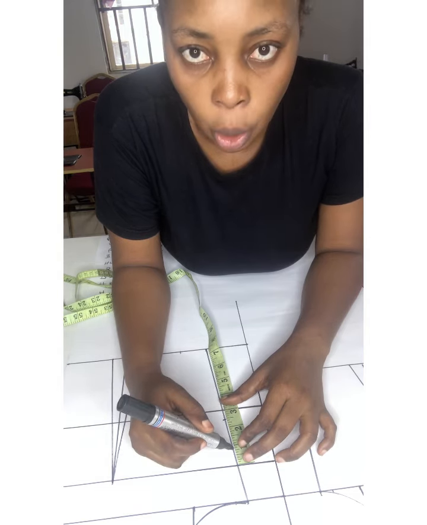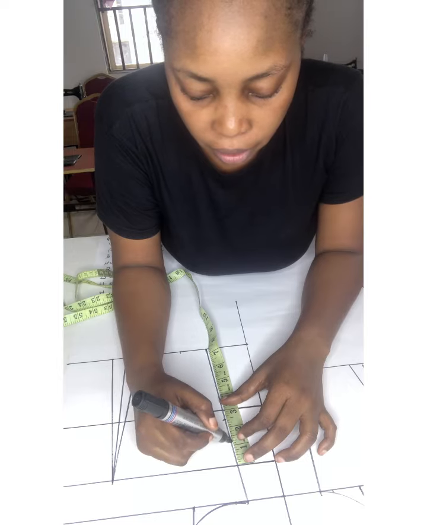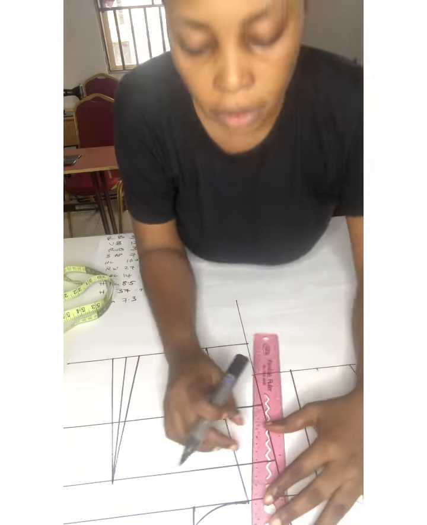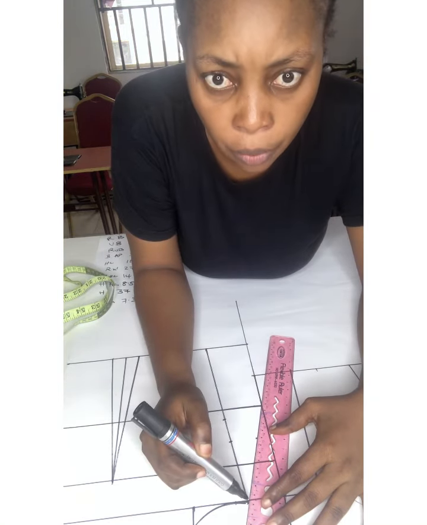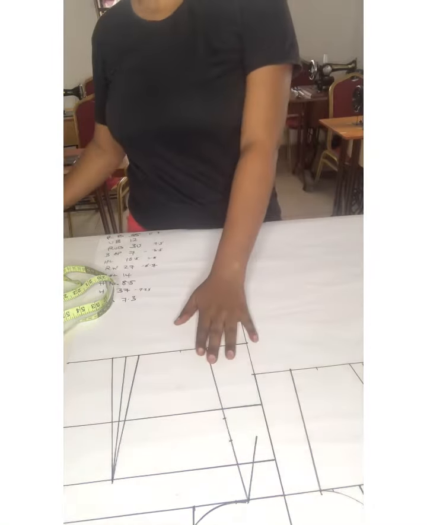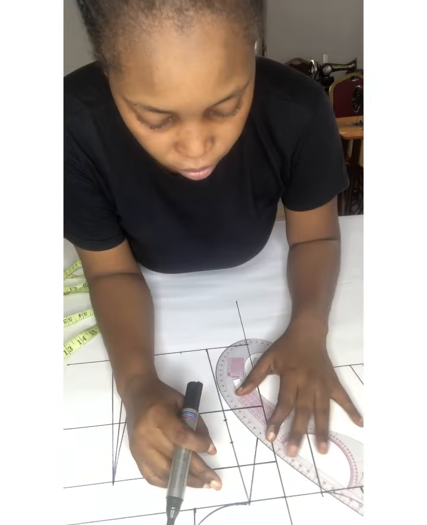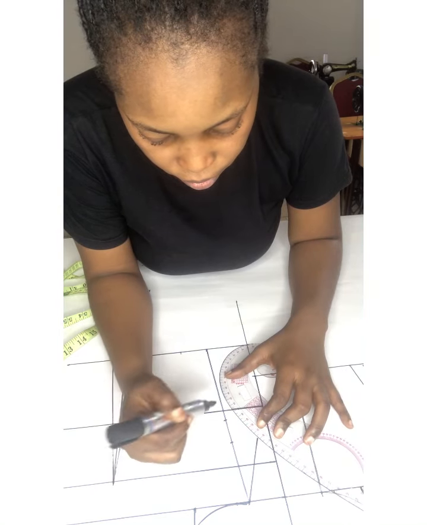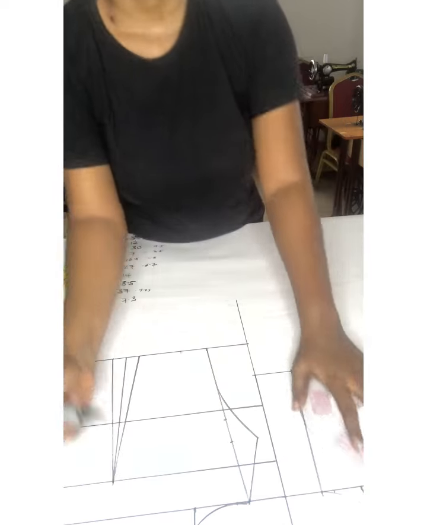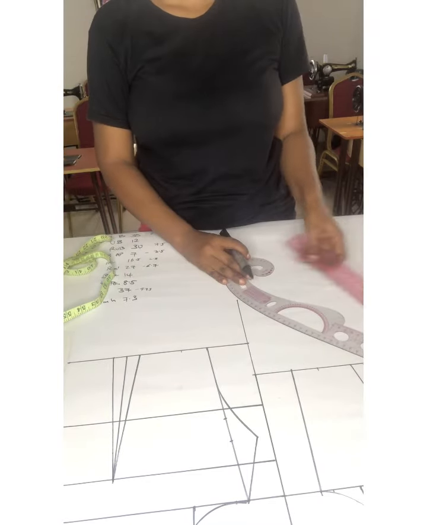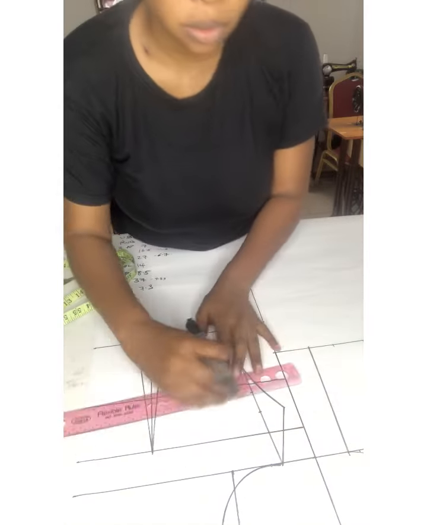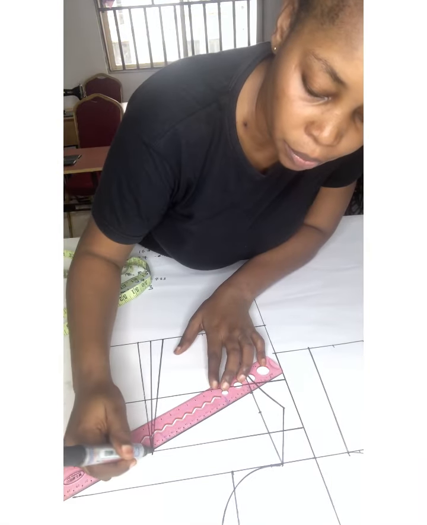I'm bringing down 2.5, and I'll check half of the difference of 2.5, which is 1.25, and I'll mark that. I'll bring it out 1.25, and connect it with a straight rule to the armhole. And using a curve rule, I'll bring it down. So I'm going to be connecting the 2.5 inches points to the nipple point.